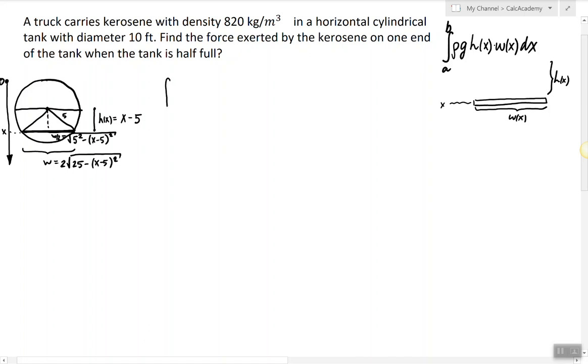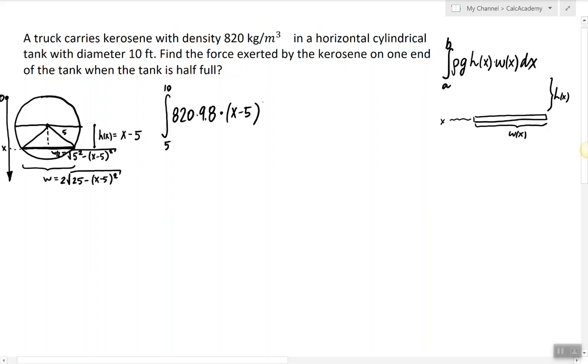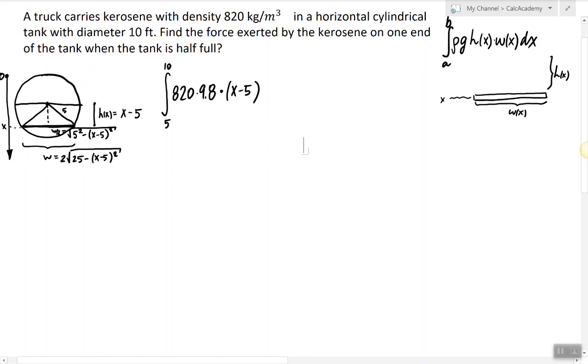So the integral that we are setting up is the following. We integrate from 5 to 10, and we're integrating 820, which is rho, times 9.8, which is g, times x minus 5, which is the expression for the depth of the layer with the x coordinate x, and we have the square root of 25 minus (x minus 5) squared dx.